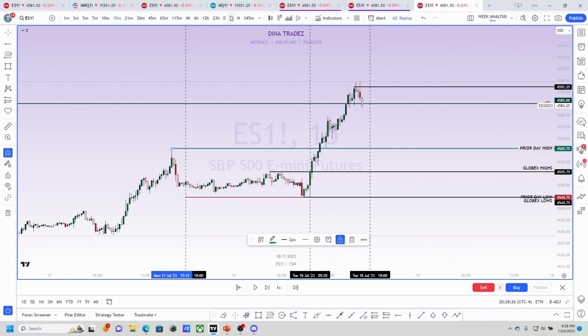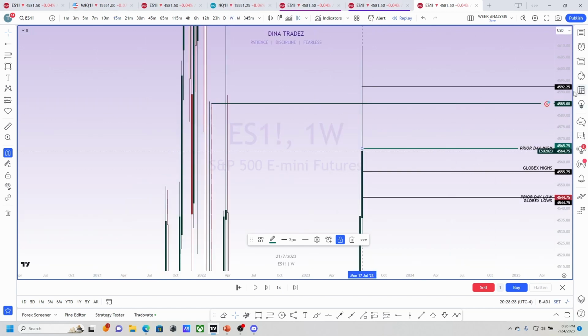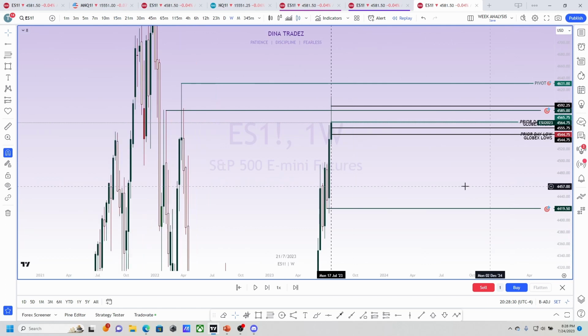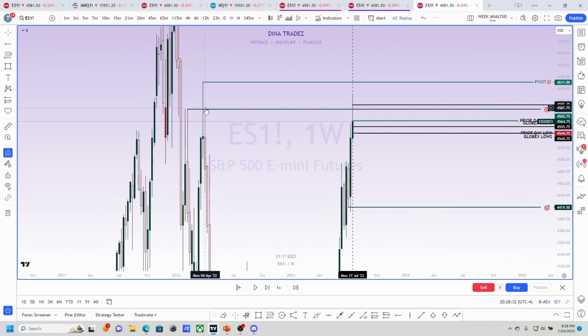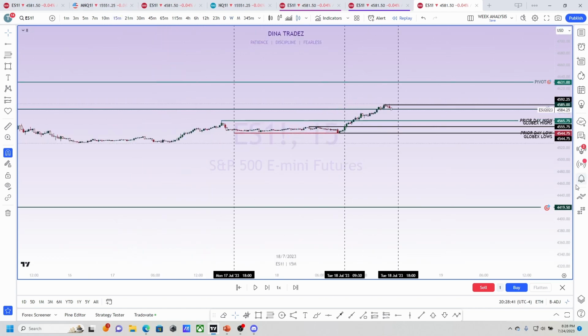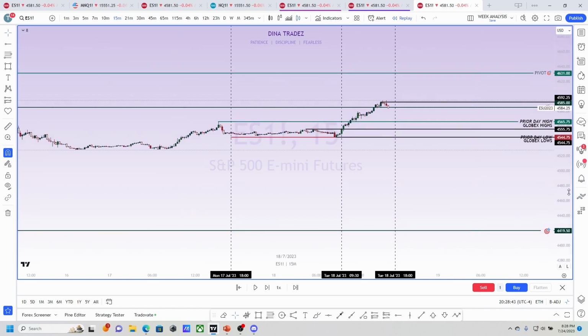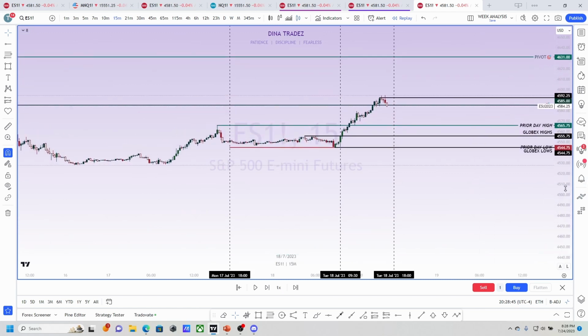So if we look at the weekly, I'm going to go to the weekly. Okay. So this is the weekly. It took out the target over here. It didn't take out our pivot target, but it took out a big target to this side. So we did take out the target. So now we have that target taken out.